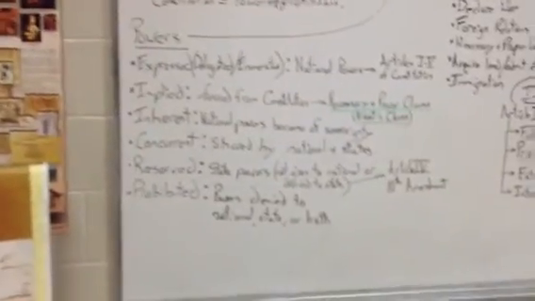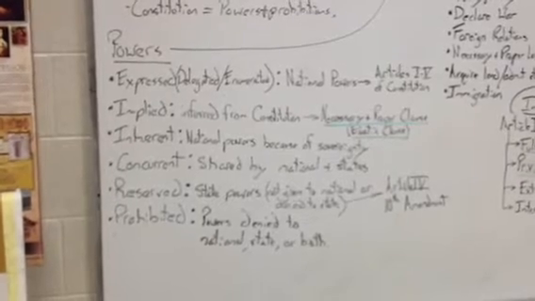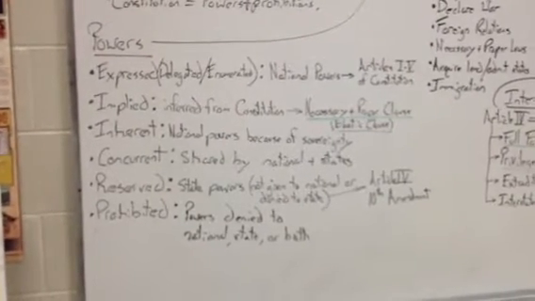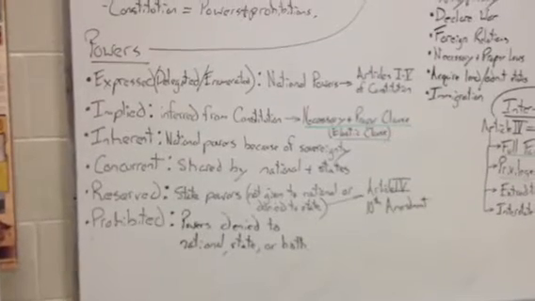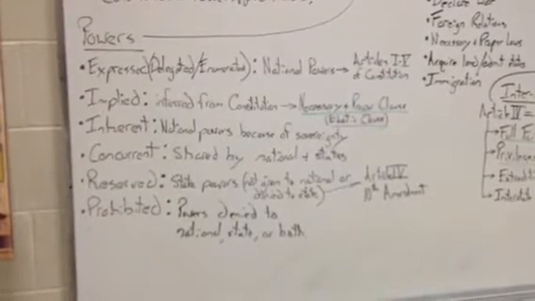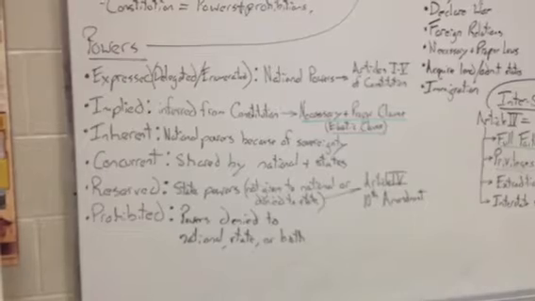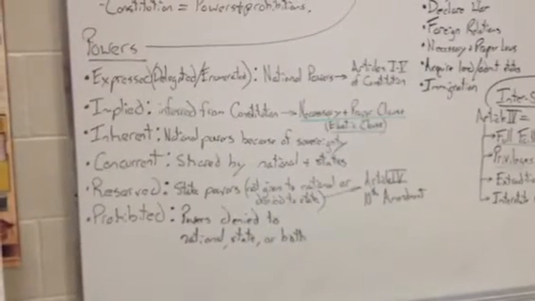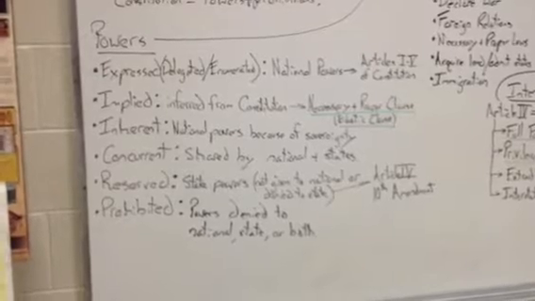Lots of powers with this chapter: expressed, implied, inherent, concurrent, reserved, prohibited. Please know them all and know the differences. Express powers are also known as delegated powers, enumerated powers. Those are the powers given directly to the federal government. Those are national powers, and those are established by Articles 1 through 5 of the Constitution.